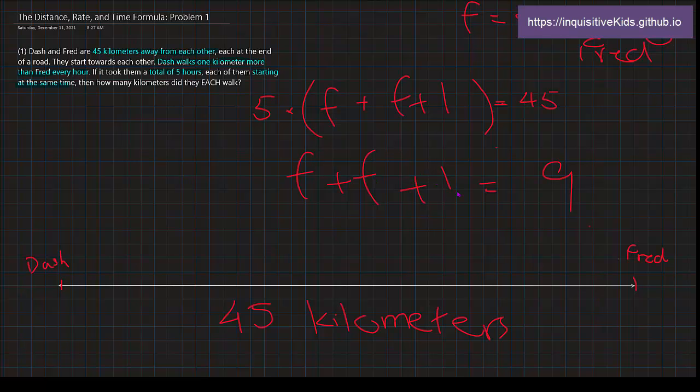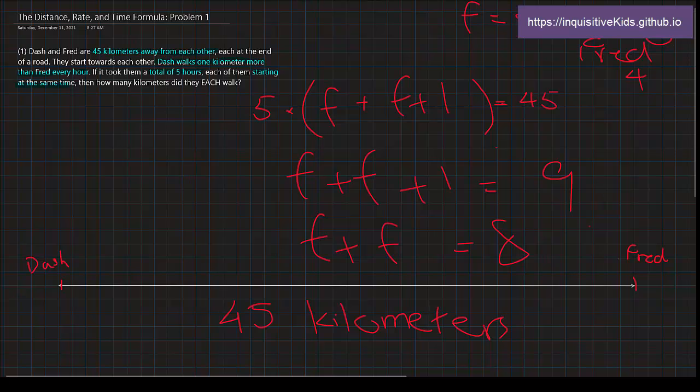So then we do know that f plus f is equal to 8, because that's 1 less. So f plus f, that's double. So 2 times one number equals 8. So then that means that f equals 4. So then Fred's speed is 4 kilometers per hour. Okay.